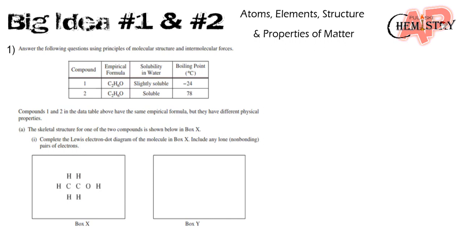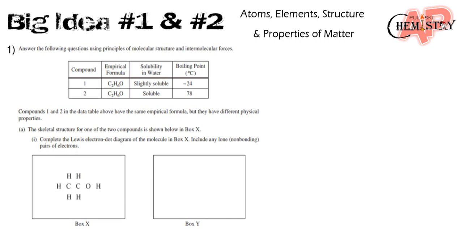So I have a feeling that although that's the formula, it's probably not how the atoms are orchestrated around each other. At least they're not going to be exactly the same in their bonds. So A, the skeletal structure for one of the two compounds is shown below in box X. I, complete the Lewis electron dot diagram of the molecule in box X. Include any lone non-bonding pairs of electrons.